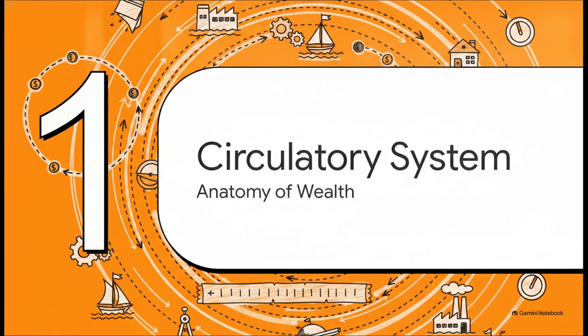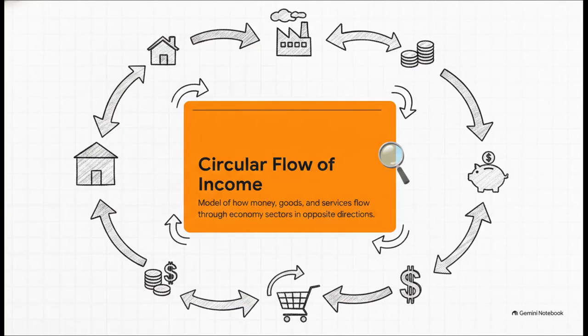Section 1. The economy's circulatory system, the anatomy of wealth. So before we start crunching numbers, we really need to understand the basic anatomy of the economy. The circular flow of income is basically an economic model. It reflects how money, goods, and services flow through different sectors of the economy in totally opposite directions. This continuous flow, it's the beating heart of macroeconomics.